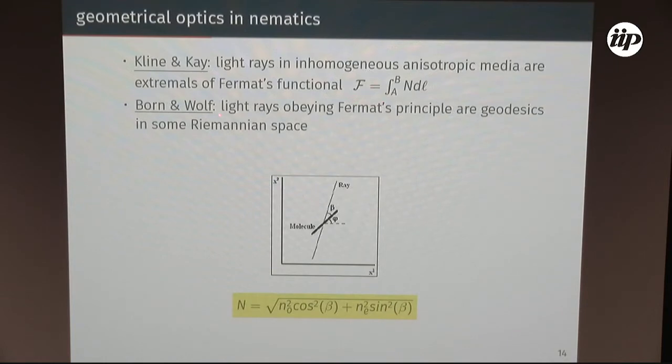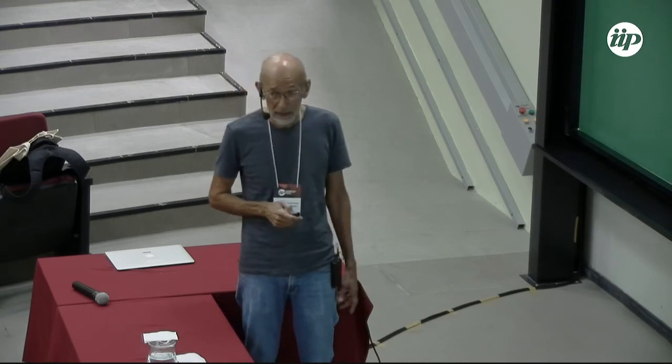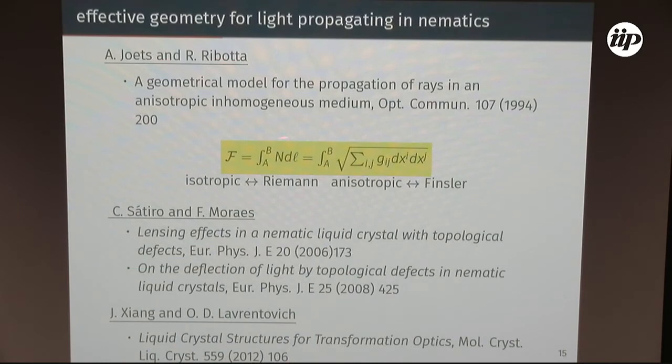A comment in Born and Wolf says that light rays obey Fermat's principle of geodesics in some Riemannian space. This inspired Alain Jouet and Roland Ribotat many years ago to make a geometric model for the propagation of rays in an anisotropic, homogeneous media. They related isotropic to Riemannian geometry, as mentioned by Born and Wolf, and anisotropy they related to Finsler geometry, which is a generalization of Riemann geometry that includes directions. It looks natural since locally you have directions for the orientation field.